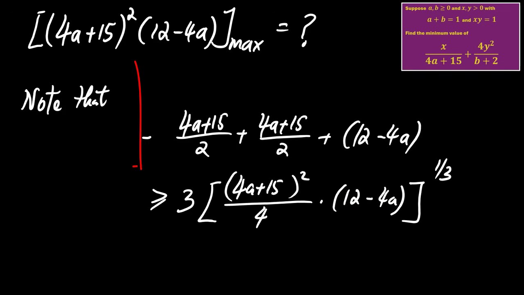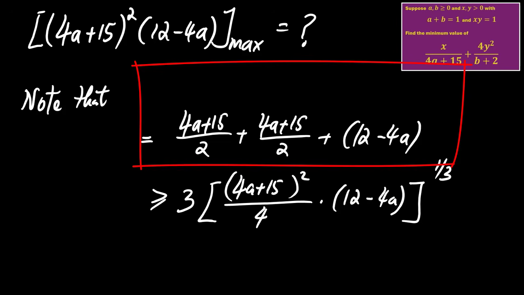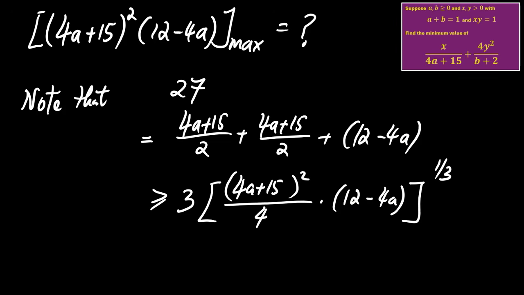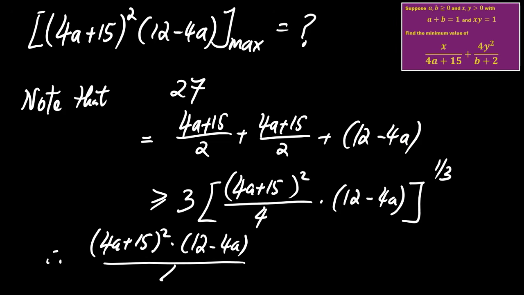We can see that this is actually equal to 4a over 2 and 5 over 2, plus 4a minus 4a, which cancel off. So we have 15 plus 12, that is 27. So actually 27, the expression in the second row, will be greater than or equal to whatever is in the third row. Meaning that 4a plus 15 squared times 12 minus 4a over 4 will be less than or equal to 9 to the power of 3.